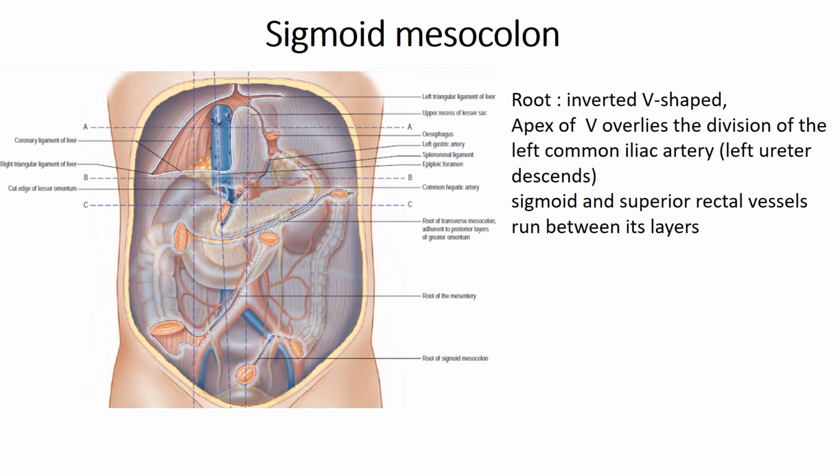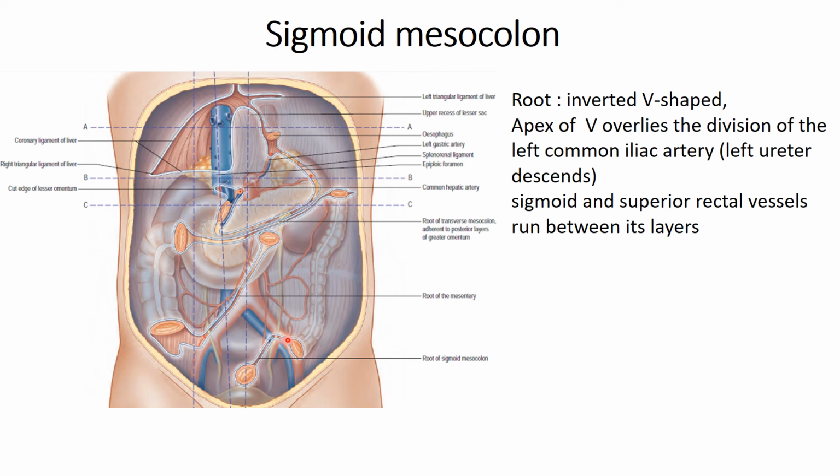The bilayered fold of the peritoneum suspending the sigmoid colon by completely investing it and attaching it to the posterior abdominal wall is known as the sigmoid mesocolon. Now it has this attached portion to the posterior abdominal wall, which is known as the root of the sigmoid mesocolon, and it is an inverted V-shaped portion. The apex of the V overlies the bifurcation of the left common iliac artery, and this apex is also related to the descent of the left ureter into the pelvis.